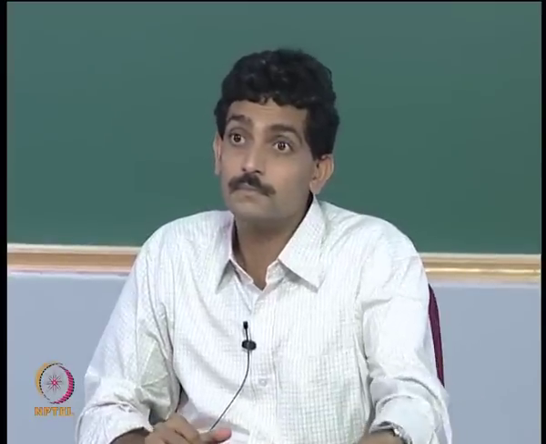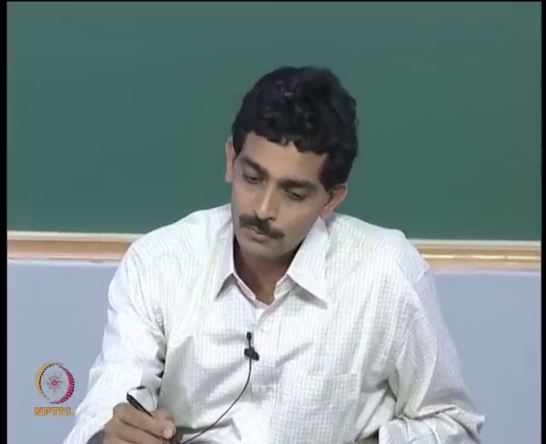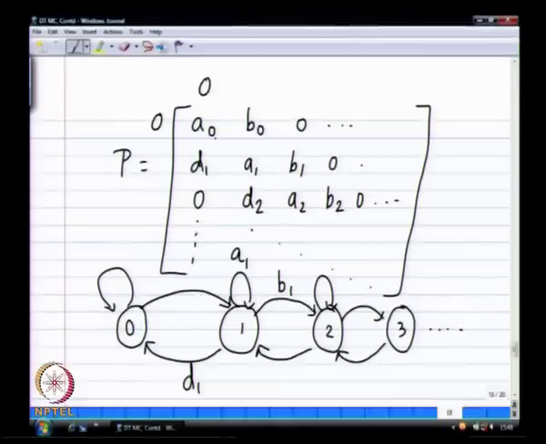Question: Could you explain the steady state matrix for the birth death process once again? This one, right? This is the transition matrix. From state 0, I will go to state 0 with probability A0, and to state 1. And from state 1, I will go to state 0 with probability D1. So it has to be read row wise, not column wise. Then I will stay in the same state with probability A1. If there is a new birth, then I go to state 2.